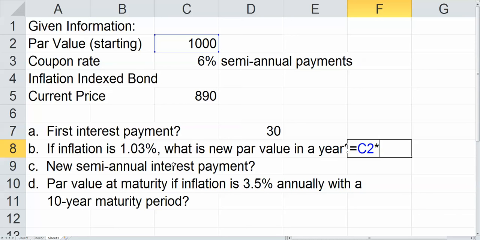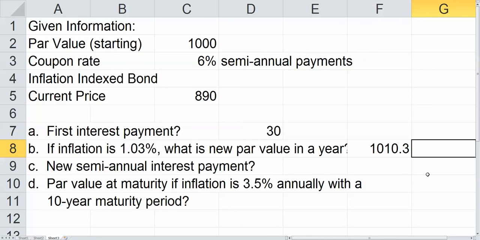Well, the inflation rate is 1.03%. To calculate the new par value, multiply the par value by 1 plus that 1.03%. So 1.03% converted to a decimal is 0.0103. And I need to add that to 1 to figure out the ending par value.